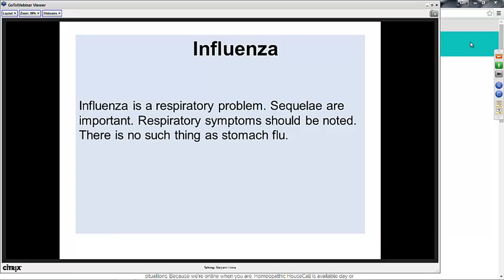Anyway, there's no such thing as stomach flu. Influenza is respiratory, and it is beautifully treated by homeopathy. But you've got to be very careful to make sure that you treat it appropriately, because some influenzas can kill people. And so it's a respiratory thing, and that's what you're treating.